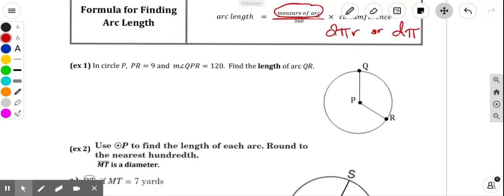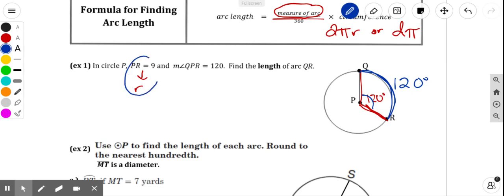This first one says in circle P, PR is 9. So if you look at the picture here, PR is right here. That's a radius. So the radius is 9. Angle QPR is 120. Find the length of arc QR. So arc QR is here. So the measure in degrees of arc QR is, remember, the same as the central angle. So arc QR is 120 degrees, but we want to know how long is it if the radius is 9 units.